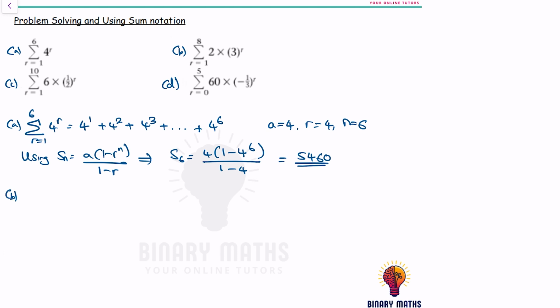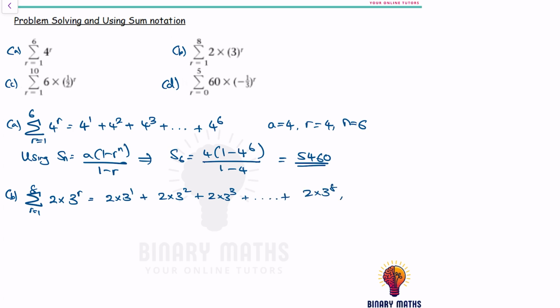Let's look at the next example. The sum r equals 1 to 8 of 2 times 3 to the power of r. So the first term will be 2 times 3 to the power of 1, plus 2 times 3 to the power of 2, plus 2 times 3 to the power of 3, all the way up to 2 times 3 to the power of 8.